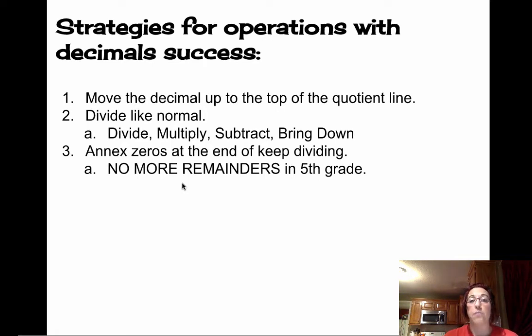You're going to first start by moving the decimal up to the top of the line into the quotient. Put that up there first so you don't forget about it. And then you just divide like normal: divide, multiply, subtract, bring down. The difference is that from now on there will be no more remainders in 5th grade. We'll learn how to annex zeros at the end of our problem to keep on dividing and come up with an answer that contains a decimal instead of a remainder.